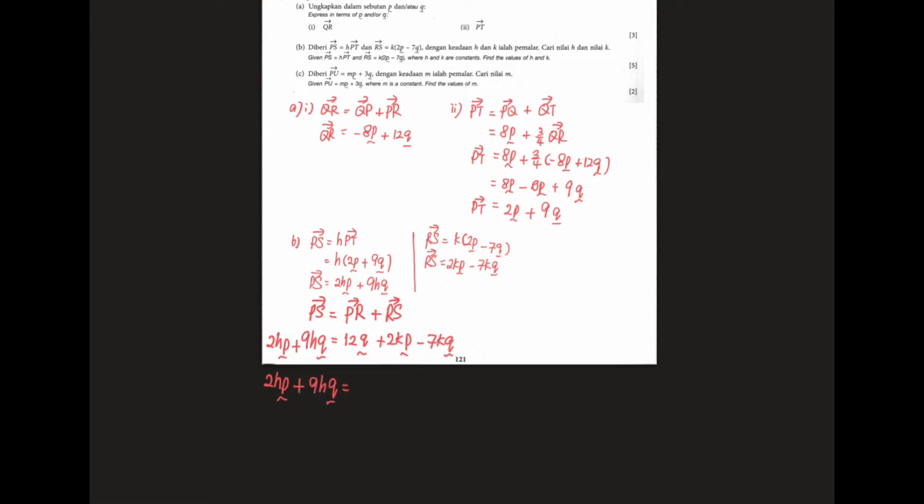So before you compare, it is good to gather up the 12Q and the minus 7KQ. Gather up the coefficient actually. For the vector P, 2KP, I just write it back. But for the vector Q, I write 12 minus 7KQ. So I do something like this. Okay. Now we can compare. So we compare like this.